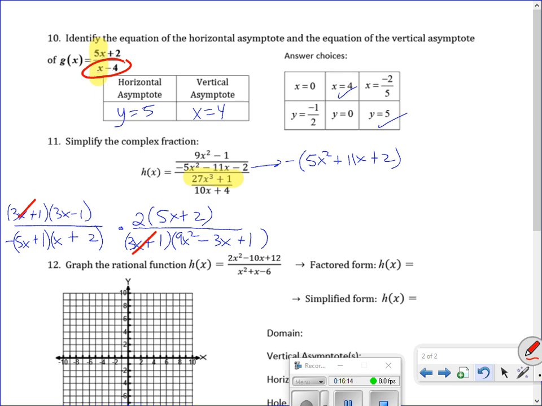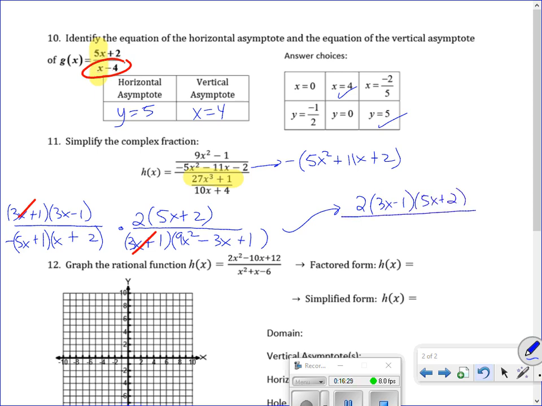Oh, how horrible. All right, well, there it is. So usually I would make more things cancel. But after all that factoring work, this is my answer: 2, 3x minus 1, and 5x plus 2.